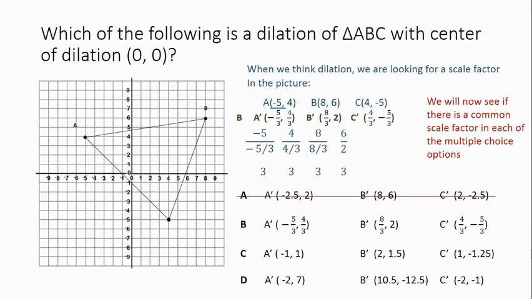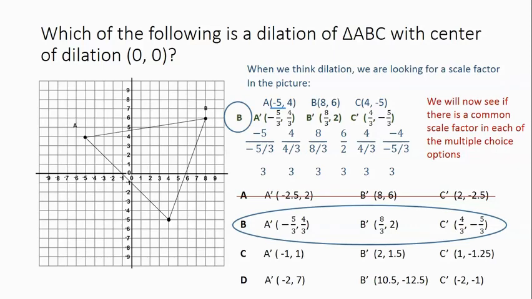With C and C prime, we'll take x divided by x, 4 divided by 4/3, which simplifies to 3. And y values, negative 5 divided by negative 5/3, which also simplifies to 3. In this way, I see that B will be my solution.